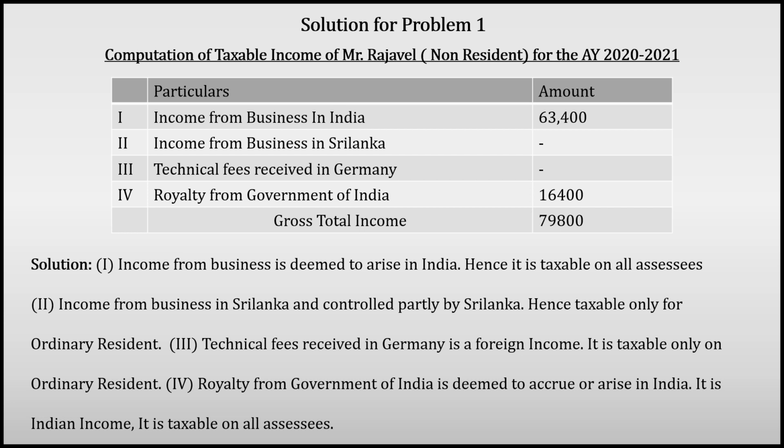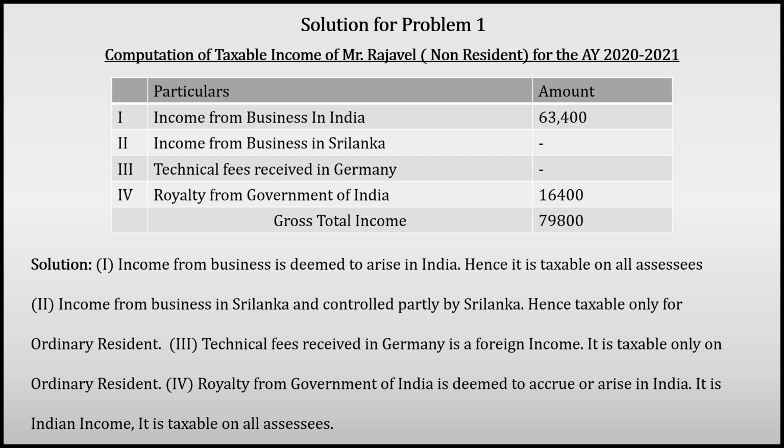The fourth one is royalty from Government of India received by this person. So we can say that it is deemed to accrue and arise inside India. So it's an Indian income. So obviously for all the three people it's going to be taxed. So 16,400 is taxed for a non-resident also. So based on whether it is an Indian income or a foreign income, and based on the situation, we have to determine whether it's going to be taxable for a non-resident.